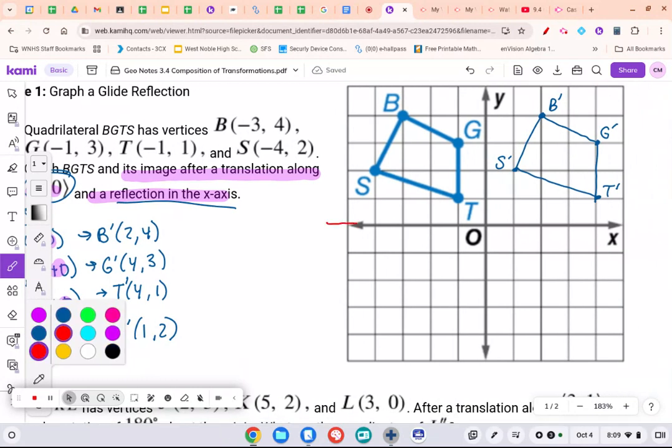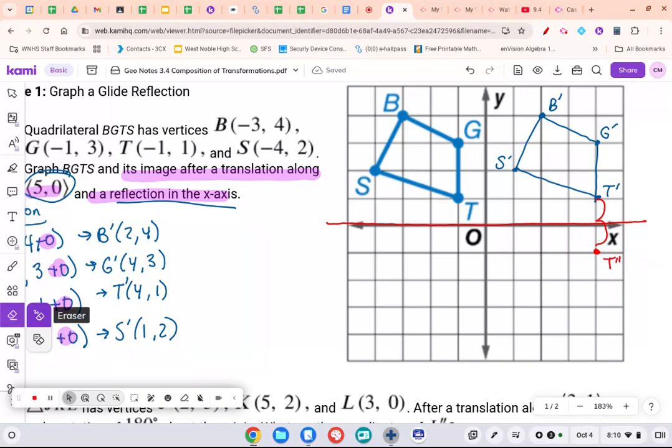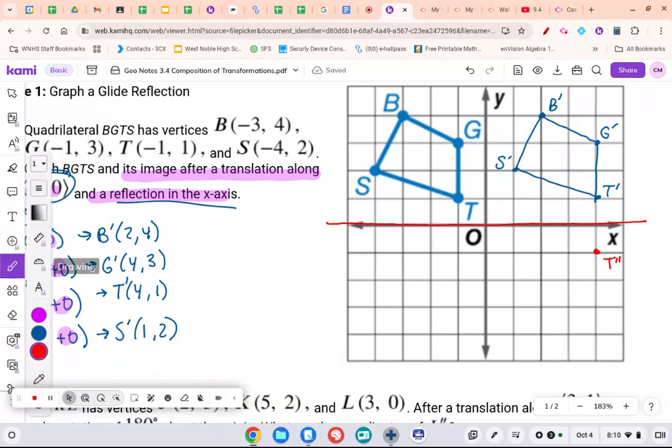This, guys, is right here. Remember, reflecting can just be counted pretty easily, so like T prime is 1 away from the reflection line, so you go 1 more. That's going to be T double prime. So it's not confusing, anytime you add another transformation on, you add another prime. G prime is 3 away, so we go 3. It's G double prime. B is 1, 2, 3, 4, so we go 1, 2, 3, 4. B double prime, and S is 2, so we have S double prime.